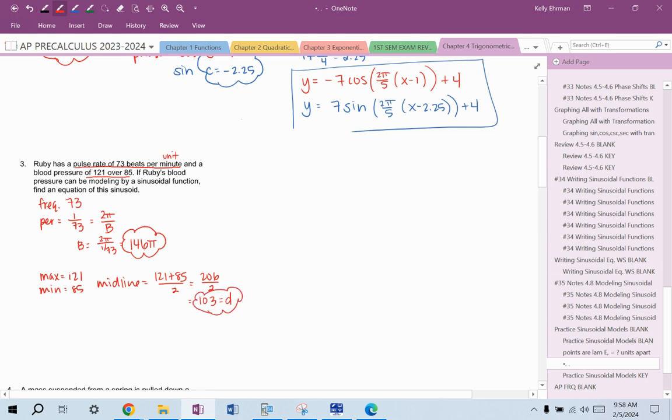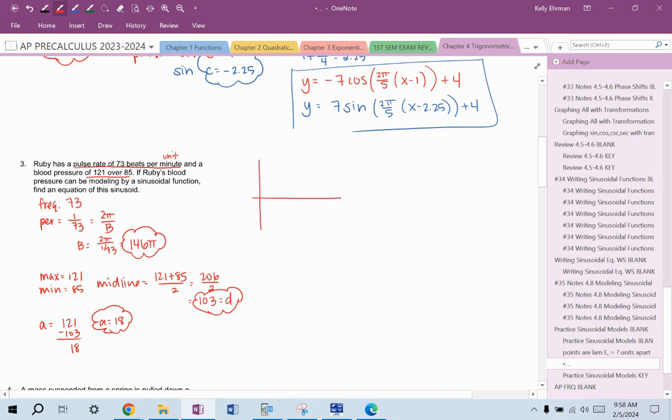All right, and then I can't do phase shifts yet. I could do amplitude. A is the distance between the max and the midline, or the midline and the minimum. So what is this a difference of? 18? So A is 18. If it helps you to see, to graph first, you could do that too. So let's graph what we have.